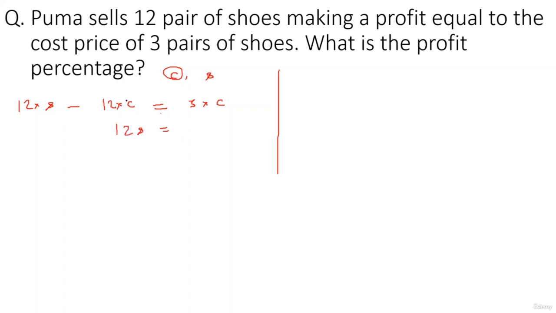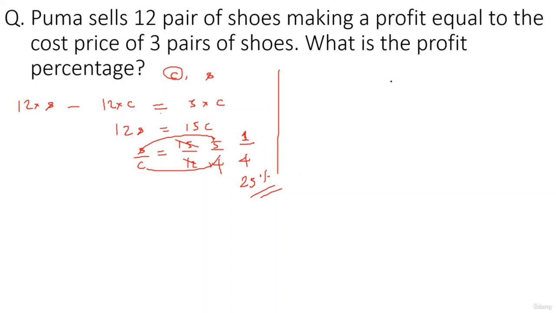So 12S is, take 12C on the right hand side, 12C plus 3C is 15C. The selling price upon the cost price will be 15 divided by 12. You can cancel out 3. You have 5 by 4. That means your selling price is 5 rupees and your cost price is 4 rupees. There is a profit made which is 1 rupee. Out of the cost 4, 1 out of 4 is simply your 25% profit percentage.